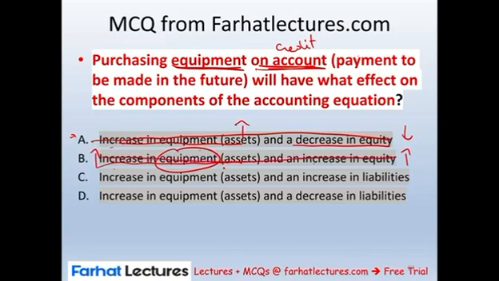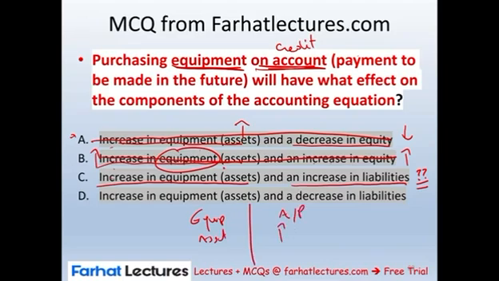An increase in equipment asset, that's correct. And an increase in liabilities. Is this correct? Yes. We purchase equipment on credit. So if equipment went up, which is assets, the other side of the transaction will be accounts payable went up, which is a liability. So increase in asset, and increase in liability.